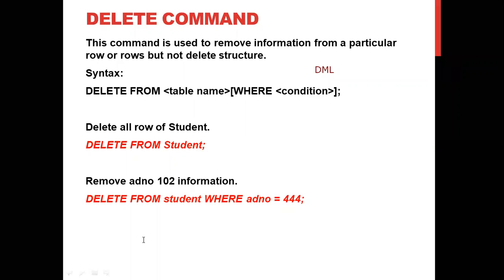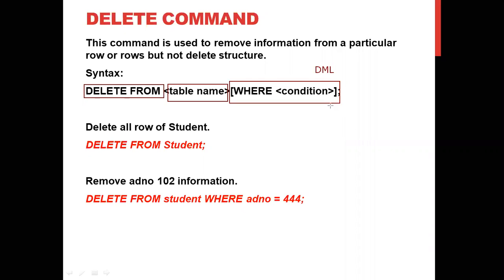What is the syntax? DELETE is the keyword, DELETE FROM, then the table name, then the condition. If you just write DELETE FROM student without a condition, it will delete all the rows of student. If you want to delete a particular row, then we have to give the condition.